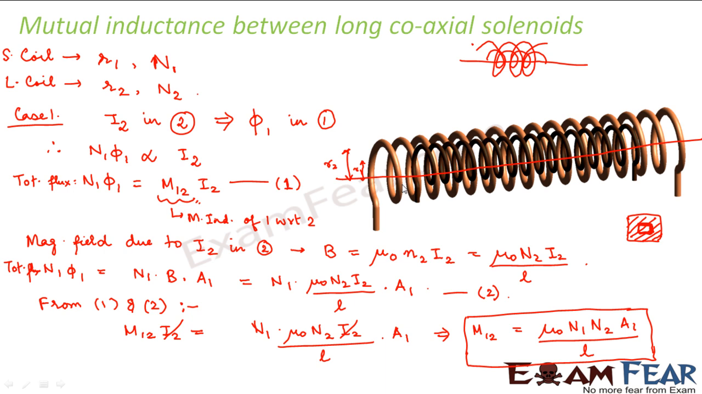So this was the scenario when we assumed that current is flowing through the outer coil, and we calculated the mutual inductance of the inner coil with respect to the outer coil. Now let us consider the reversed scenario. In the next scenario, I assume that some current I1 is flowing through coil 1. So I1 is flowing through coil 1.